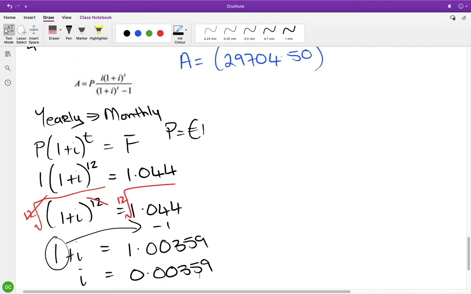So you just have to remember those really. It's using the same formula twice, but when you're going monthly to yearly, which we did earlier, the power is a 12th, and when you're going yearly to monthly, the power is 12. That's the only difference. That's all you really have to remember.